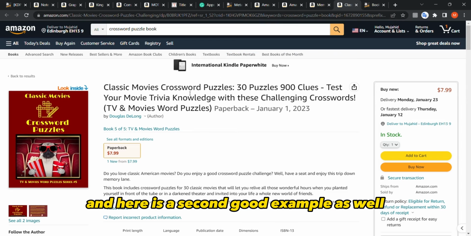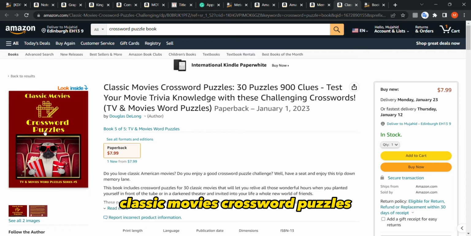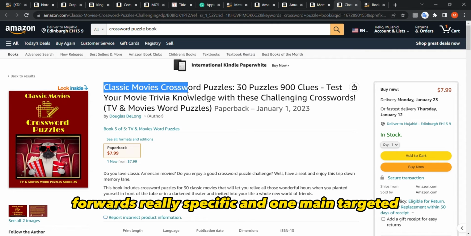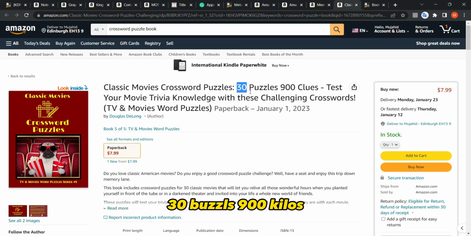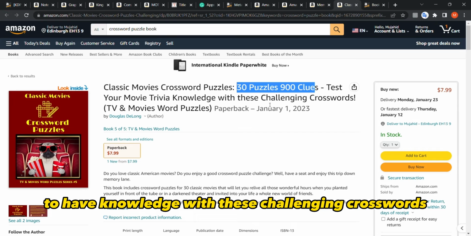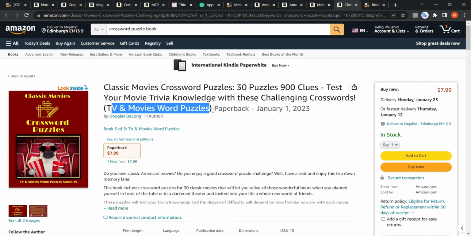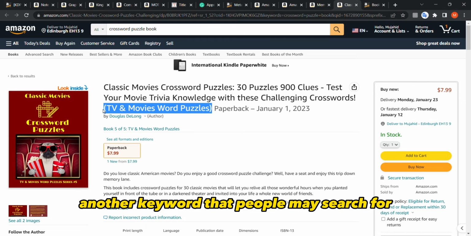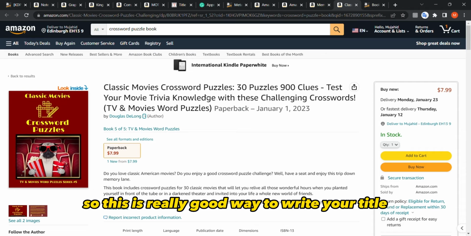And here is a second good example as well. As you can see, the title written here, classic movies crossword puzzles. 4 words, really specific, and one main targeted keyword. Then on the subtitle, 30 puzzles, 900 clues, test your movie knowledge with these challenging crosswords. So it's a sentence, test your movie knowledge, and then here between 2 brackets, TV and movies word puzzle, another keyword that people may search for. So here is a term that people may search for on the Amazon search bar. So this is a really good way to write your title.